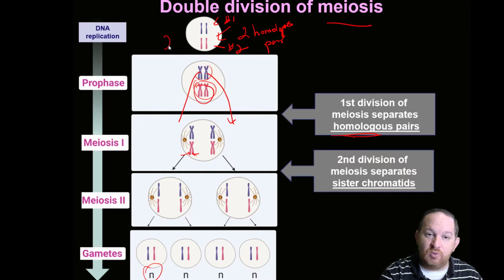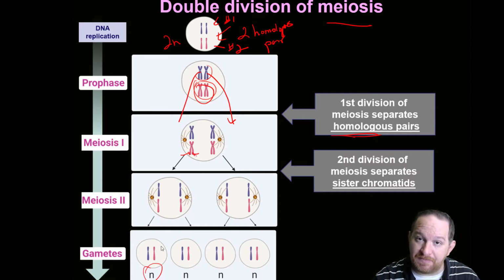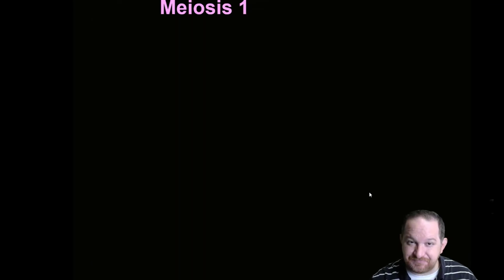Notice what we started with was 2N, right? There's 2 of each, 2 of those, 2 of those. We ended up with 1 of each in the egg and the sperm. Okay, so the important thing to remember is that meiosis is 2 divisions. The first division separates the homologous pair. The second division separates the sister chromatids.